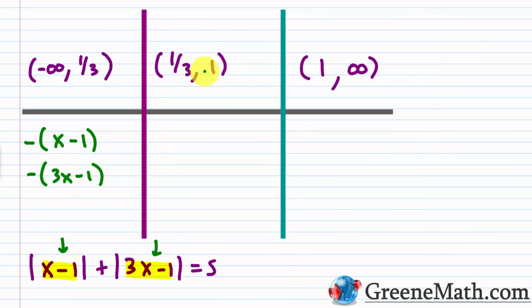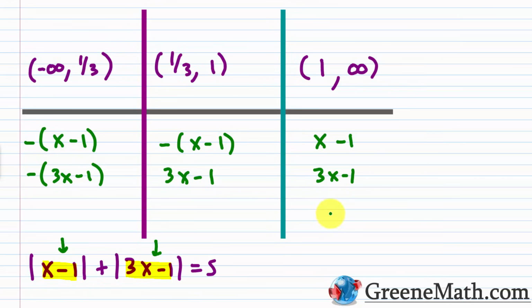Now, between these two numbers, 1/3 and 1, remember, this one is made 0 by 1/3. So anything larger than 1/3 means that this one is going to be positive, so I can replace it with just the expression itself, 3x minus 1. Then for this one right here, 1 is what makes it 0, so anything that's less than 1 is going to result in this being negative. So this is the negative of the quantity x minus 1. Then in this scenario, where we're larger than 1, both of these are going to be positive. So I can say this is x minus 1, and this is 3x minus 1.